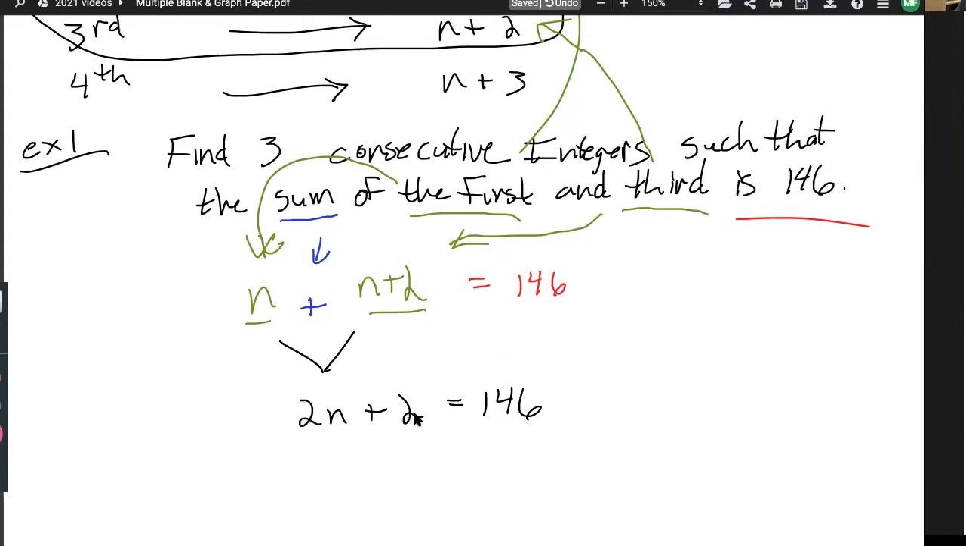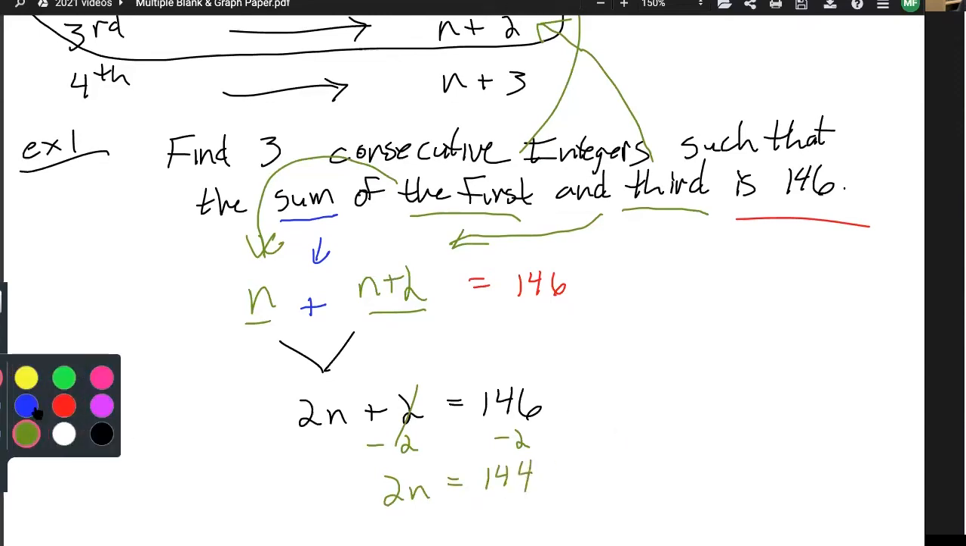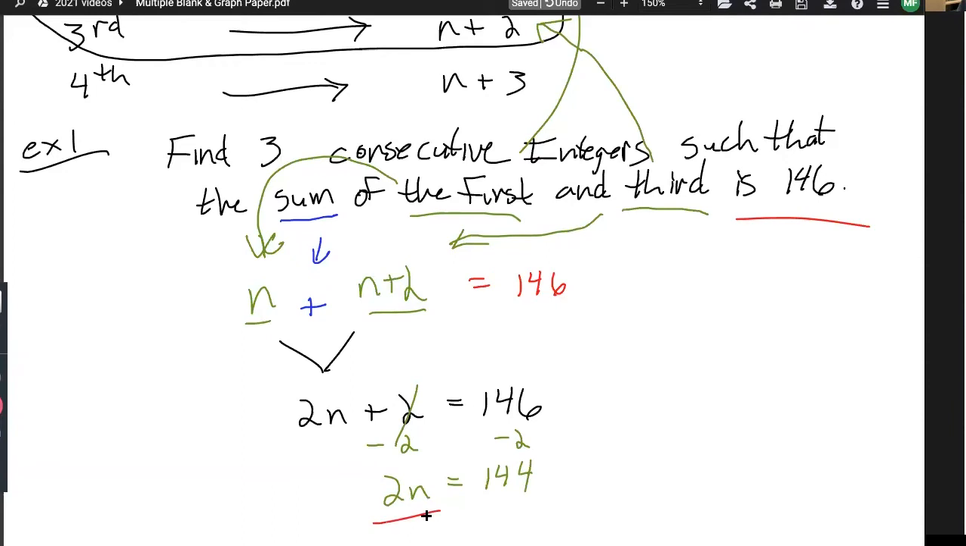Okay, so now how do we get n by itself? Well, let's follow the steps of our equation. There's no variables on both sides. So let's go to the next part where we subtract the constant from the variable side. So we get 2n equals 144, right? So now we're going to divide by the variable's coefficient, divide by 2, divide by 2. So n equals 72. All right, well, let's test this in our word problem.